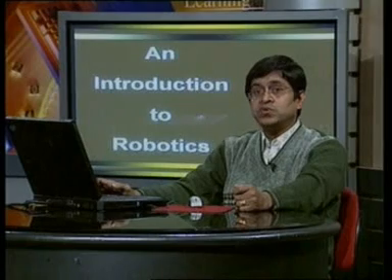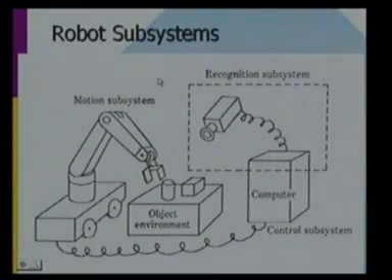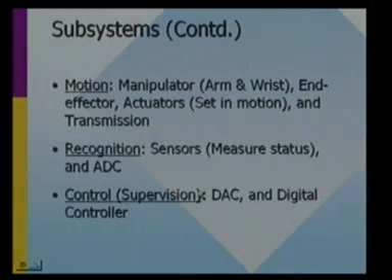Now we come to the different robot subsystems. Here, on the left-hand side, we have the motion subsystem, which is also called the robot manipulator. Then this is the recognition system, the vision, like our eyes. This is a computer which processes this information and then gives the signal to the robot to do the task, and this is the object environment where objects are manipulated. So, we define the motion subsystem, recognition subsystem and control subsystem.